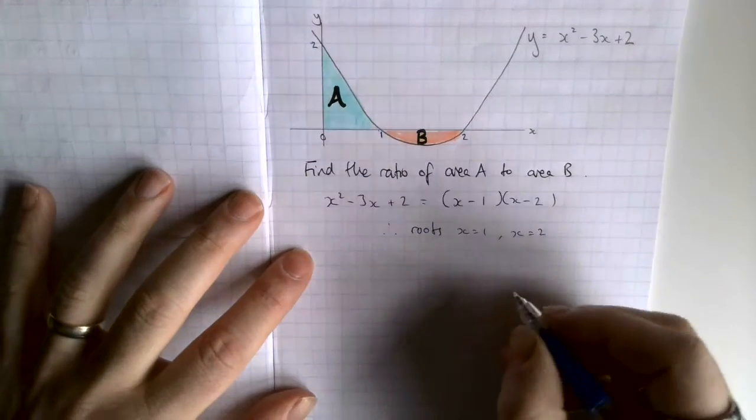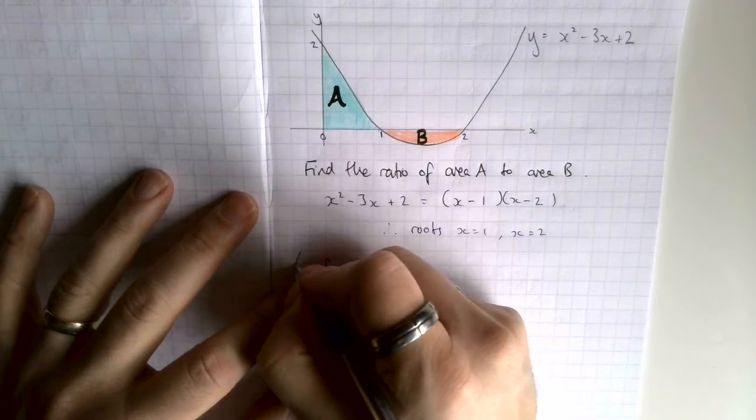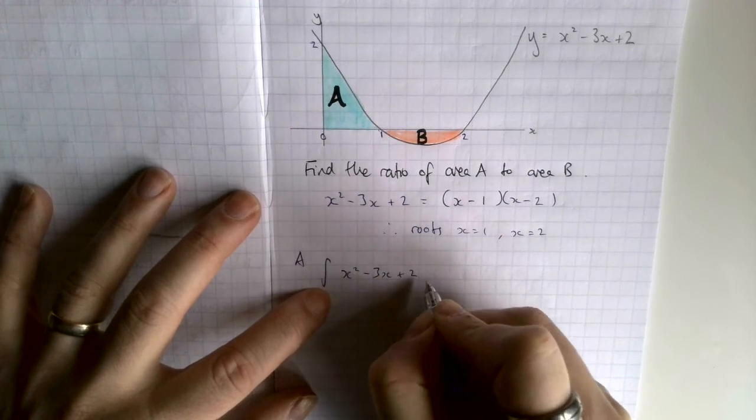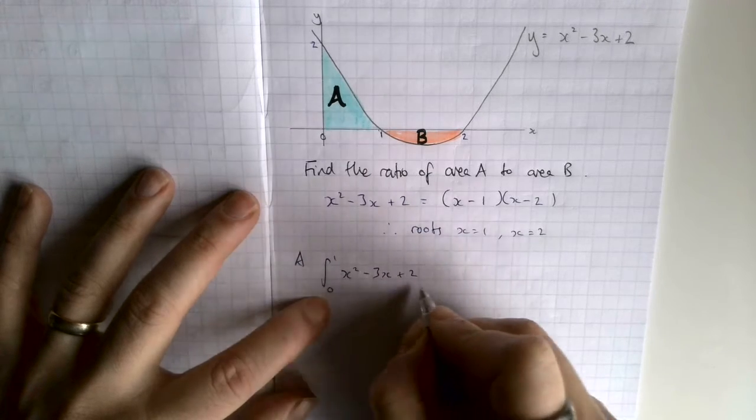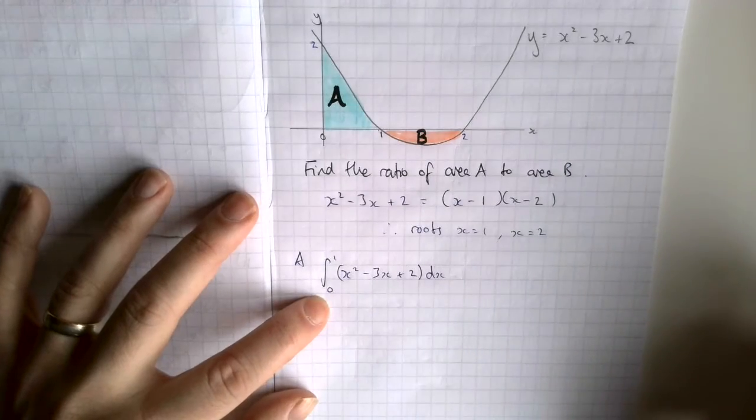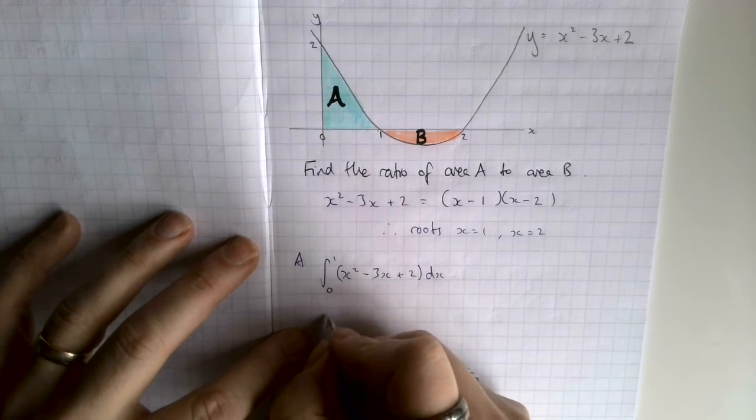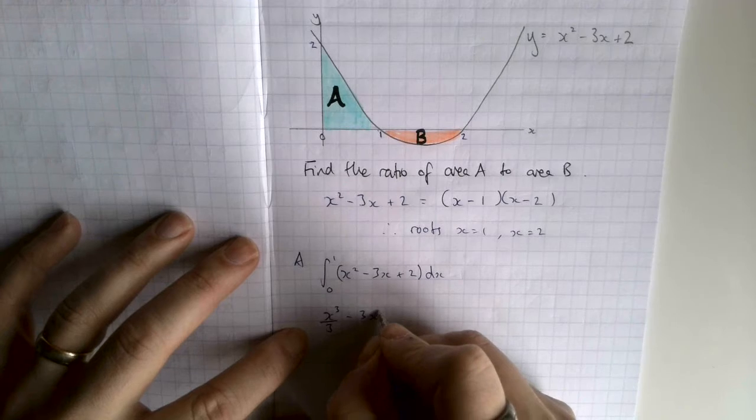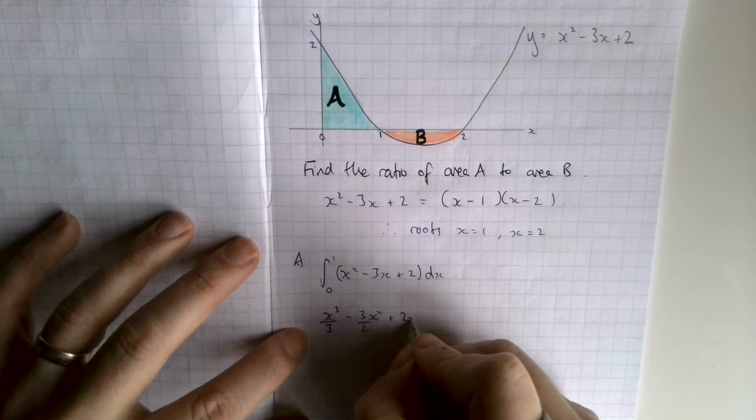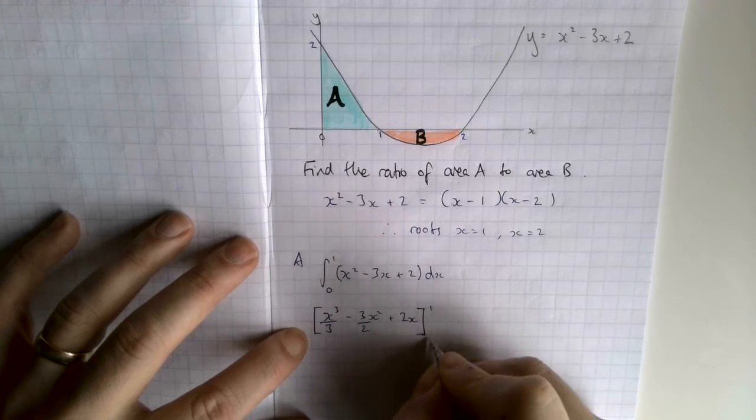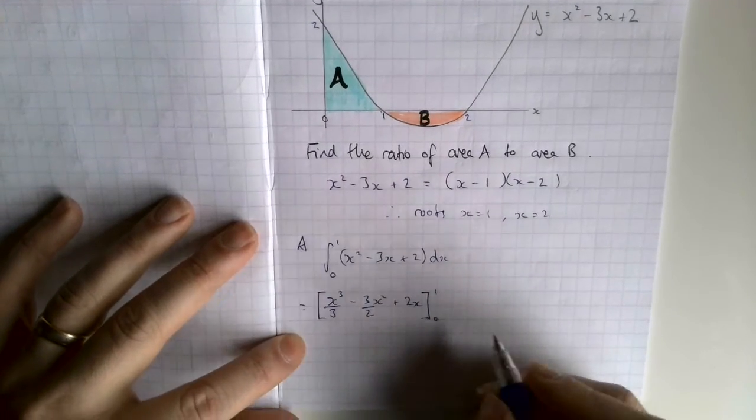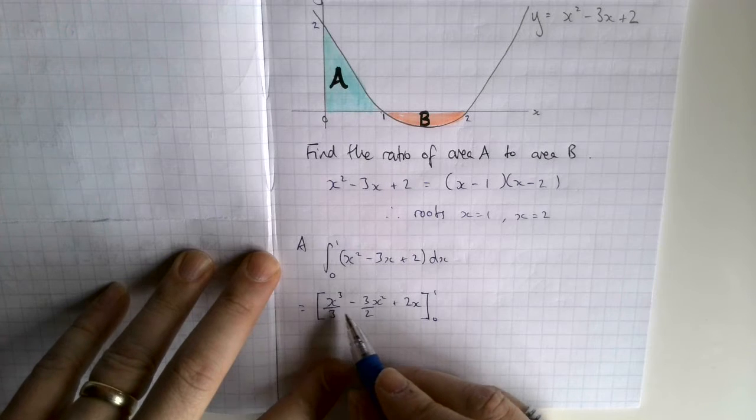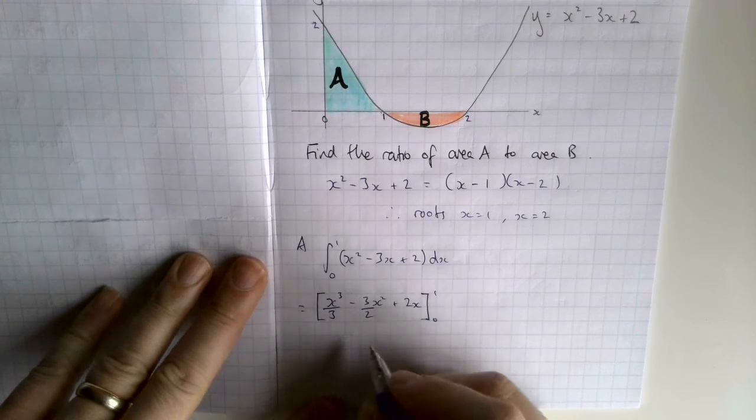Okay, good. So hopefully you've got something like this. For area A, it's the integral of x squared minus 3x plus 2 from 0 to 1 with respect to x. So integrate this, you get x cubed over 3 minus 3x squared over 2 plus 2x from 0 to 1. So this one's fairly nice. When you put the 0 in, you're not going to get anything, but put the 1 in and you're going to get 1/3 minus 3/2 plus 2.